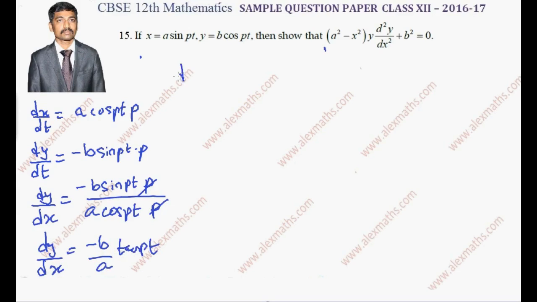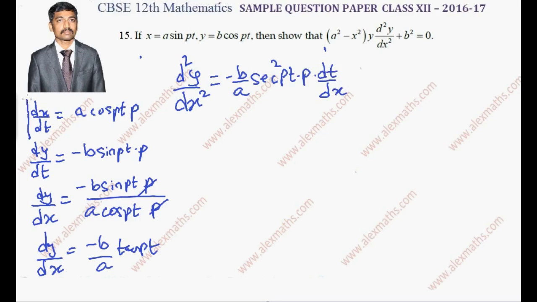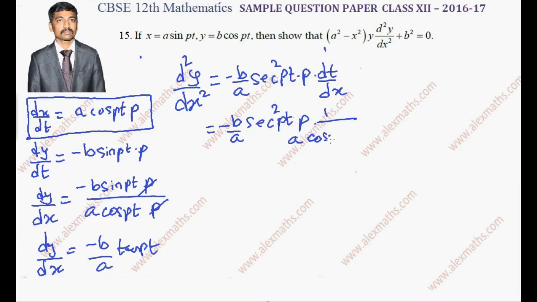Now find the second derivative, which is d square y by dx square equal to minus b by a, which is constant, and the derivative of tan is secant square pt into p. Since it is the chain rule, I have to do dt by dx because we are differentiating with respect to x, and dt by dx is the reciprocal of this. So we get minus b by a secant square pt into p into 1 by a cos pt into p. I can cancel this p and p. The rest of the terms we will keep as it is, that is minus b by a square. In the numerator we have secant square pt, and in the denominator we have cos pt. Actually you can simplify this, but anyway we are going to substitute everything in the LHS.